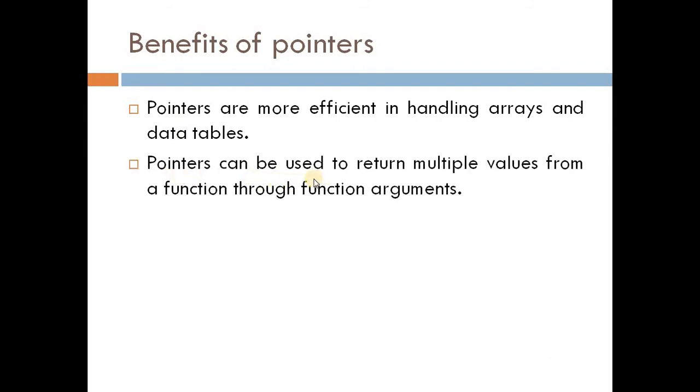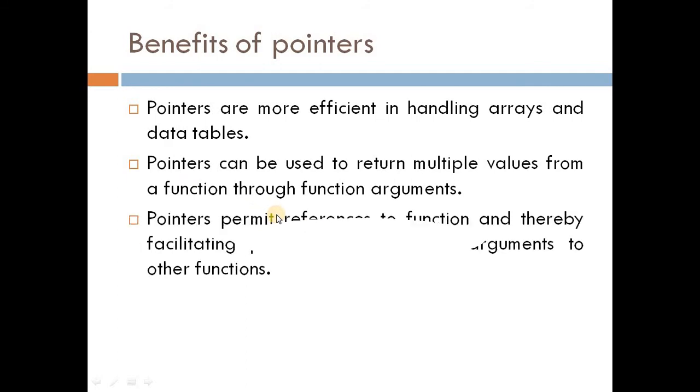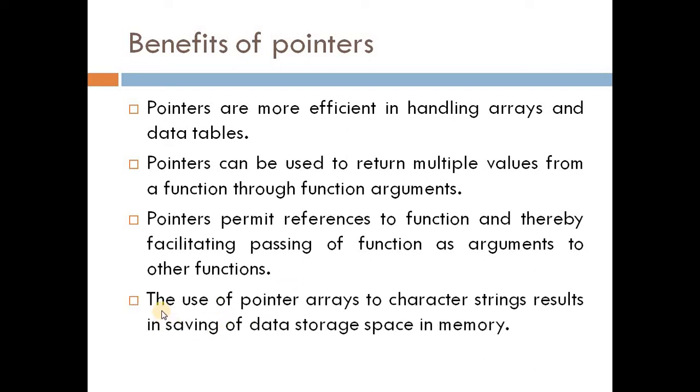Second, pointers can be used to return multiple values from a function through function arguments. We are going to see our next chapter of functions. At that time we shall discuss this point. Third benefit, pointers permit references to function and thereby facilitate passing of function as arguments to other functions. This point also we shall cover in our next chapter of functions. Next benefit, the use of pointer arrays to character strings results in saving of data storage space in memory.